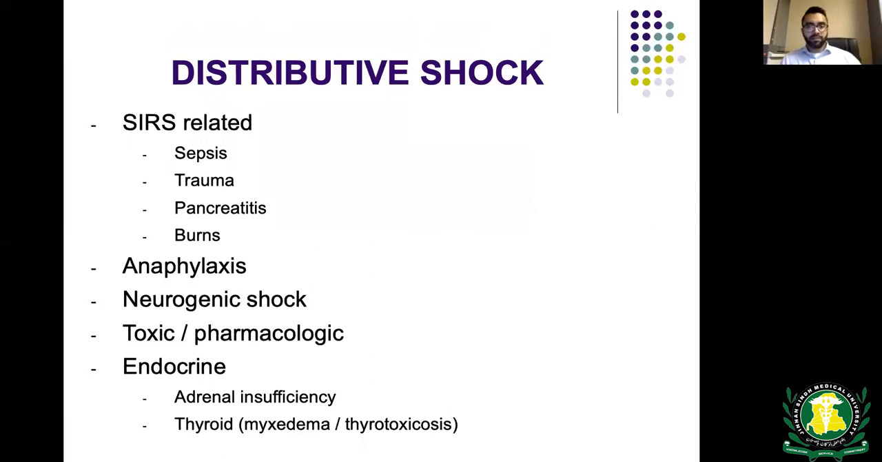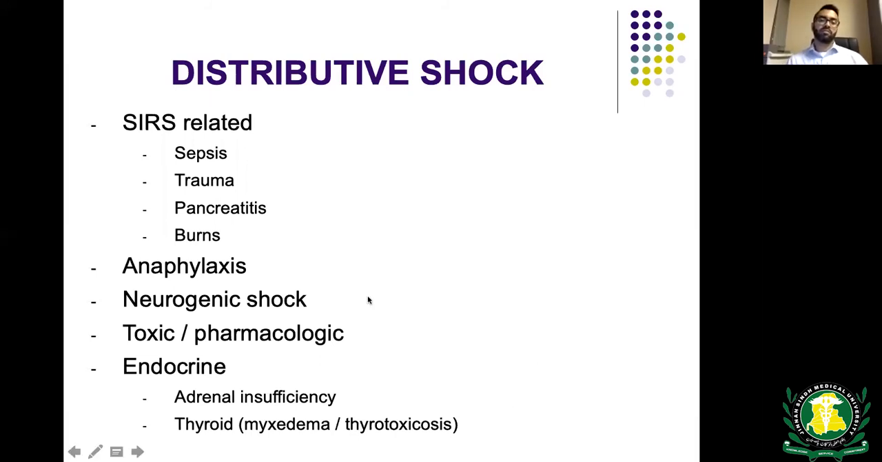And finally, distributive shock. So in distributive shock, really the problem is with the blood vessels. Either they lose their tone completely, which is the underlying pathophysiology behind SIRS-related etiologies, anaphylaxis, neurogenic shock, toxic, pharmacologic, endocrine, from adrenal insufficiency, severe thyrotoxicosis, or myxedema coma. Blood vessels losing their tone. SIRS is systemic inflammatory response syndrome, and I'll show in the next slide what the parameters are to diagnose SIRS.